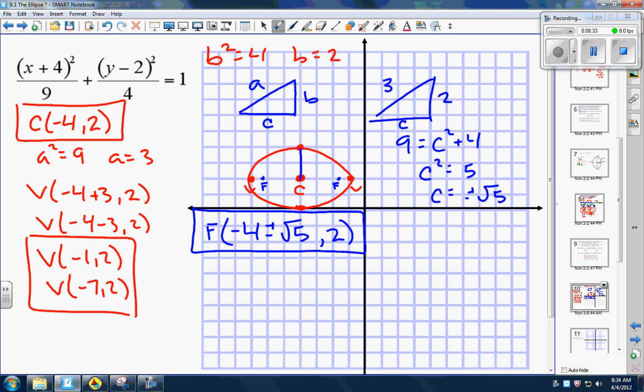If we had to do that on the y-axis, we'd add it and subtract it from the 2. I'm fine with you leaving your answers like this. So we're going to go -4 minus square root of 5 and then up 2 to get to that guy. -4 plus the square root of 5 and up 2 to get to that guy. So you want to make sure you give me center, you give me vertices, you give me the foci. And that's how we're going to do everything here.